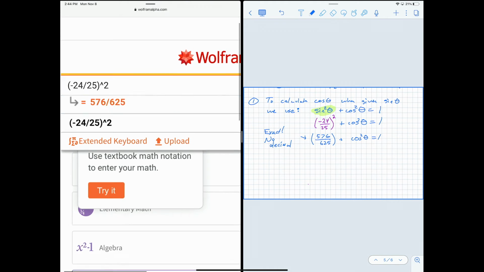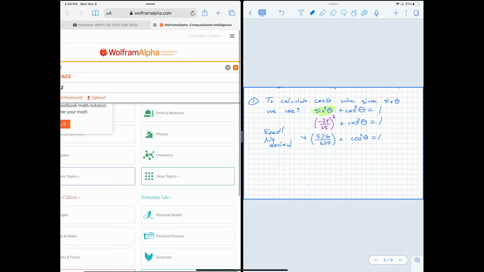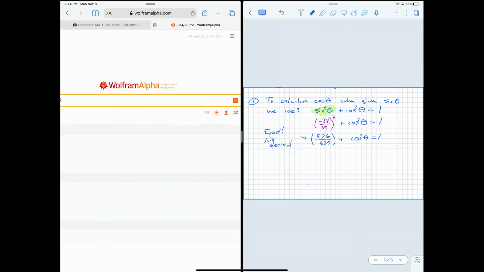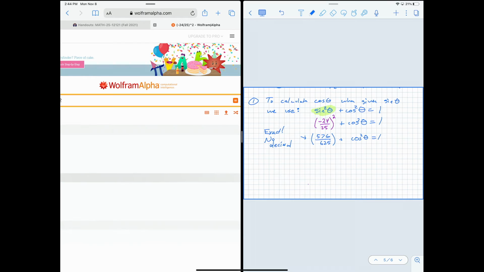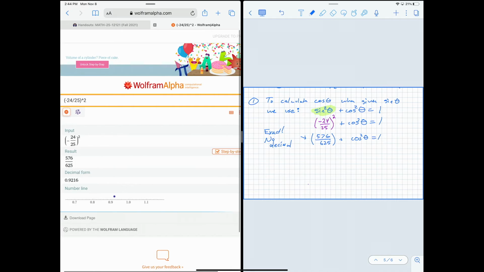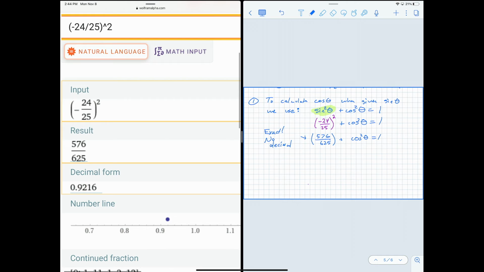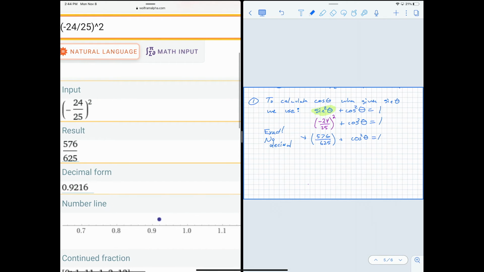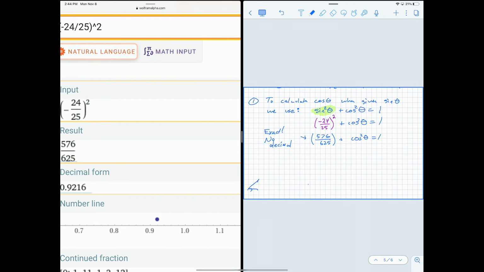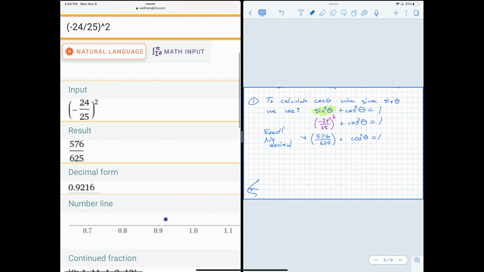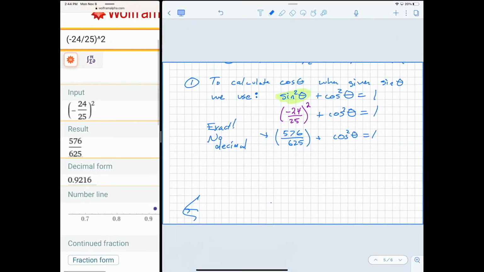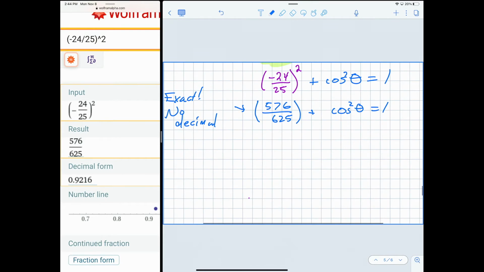Of course, I could actually hit enter on that and get a more in-depth answer. Not that we need it. Take your time. I mean, that's all there is to it. So if your calculator gave you this 0.9216 answer down here, that's not what you want. You want the 576 over 625. Okay, so make sure you get the exact answer there.